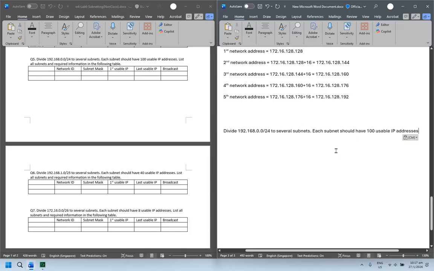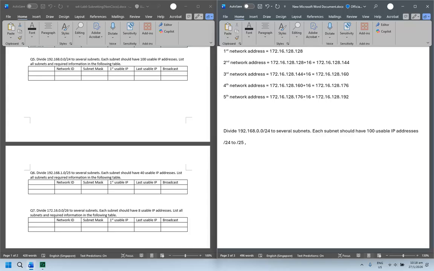So for question number 5, you can see that I'm given a /24, and I'm supposed to divide it into subnets. It never tells you how many subnets you need, but every subnet should have 100 usable IP addresses. So very simple, still the same process again. A /24, if you increase to /25, will basically give you two different subnets. But now we are not concerned about the subnets, we are more concerned about the number of usable IP addresses.